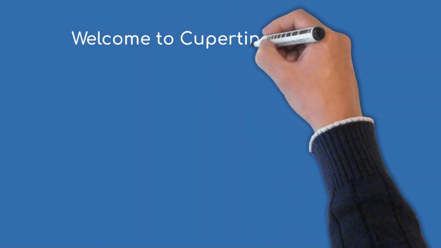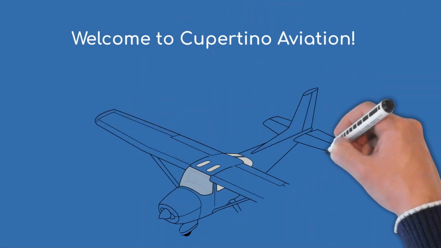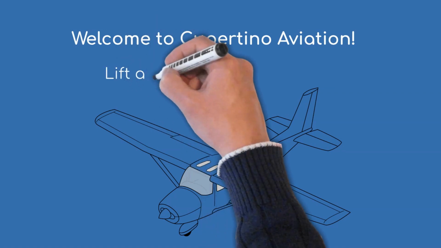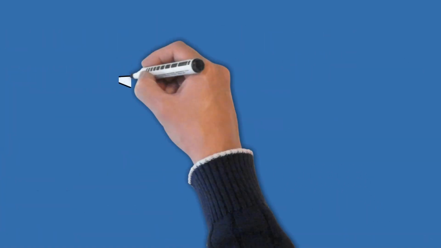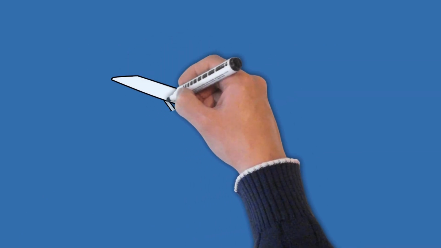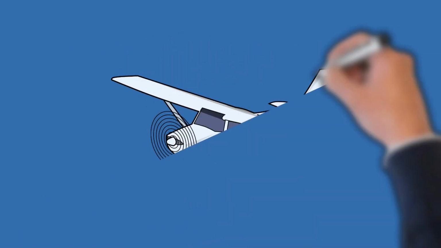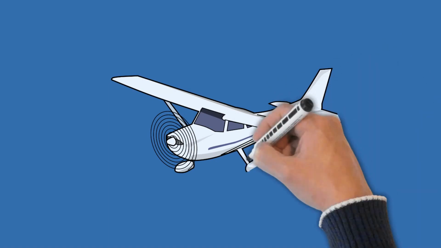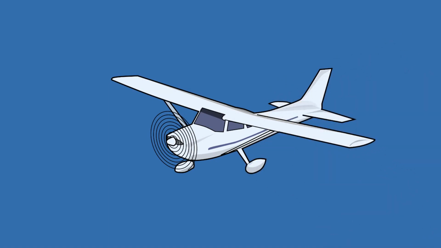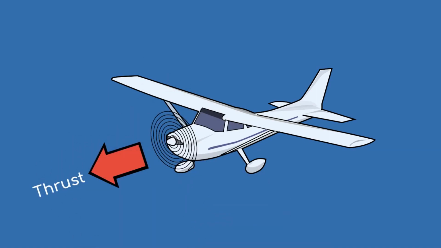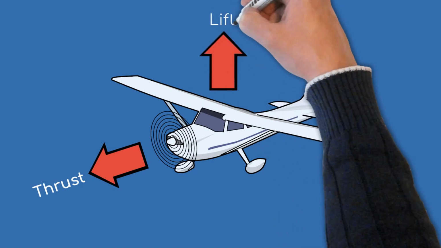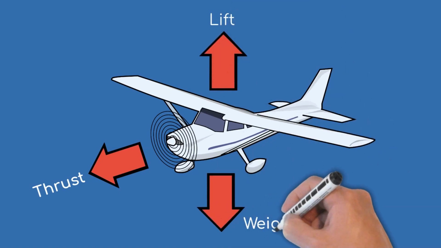Welcome to Cupertino Aviation. In this video, we'll briefly look at lift and basic aerodynamics. Before we can understand the components of an aircraft, it is important to have a basic understanding of aerodynamics, and how lift is created. There are four forces that act on an aircraft in flight. These are thrust, lift, weight, and drag.